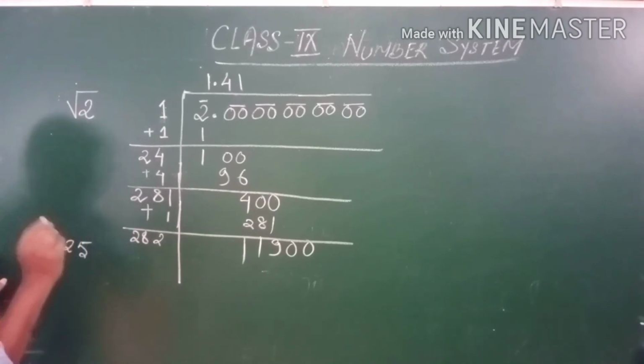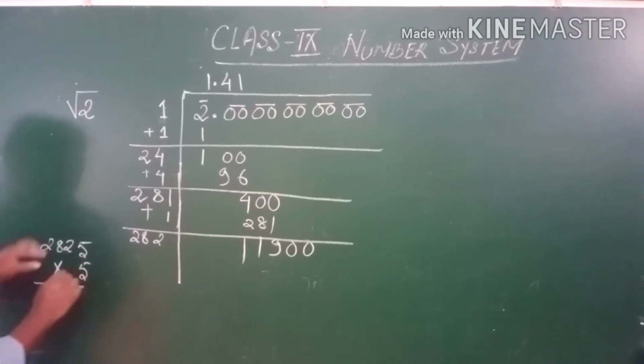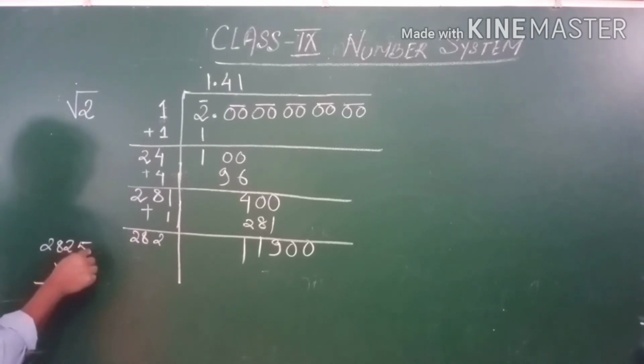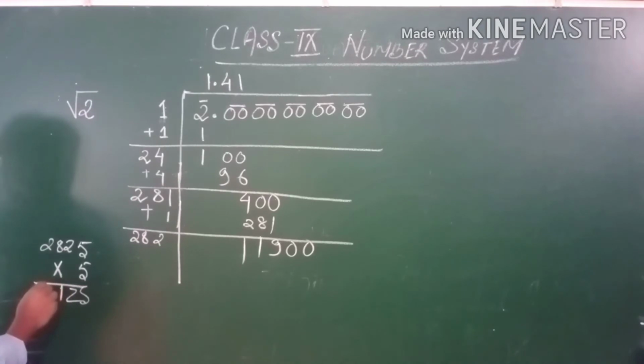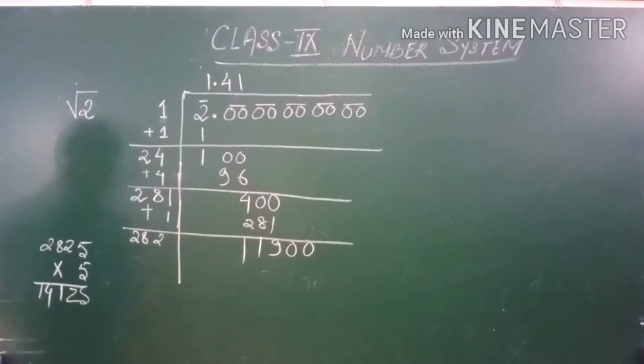So let us take 5. Let us check it. So 282 is already here. So 5 I am taking, that's why 5 I have to multiply. So 5 5 are 25, 2 5 are 10, 12, 40, 41, 4, 2 5 are 10, 10 plus 4, 14, 1, 4, 1, 2, 5. Alright? It is greater than this one or not? So means 5 you can't take. It is greater, you see the answer 14,125, but it is 11,900. Correct?